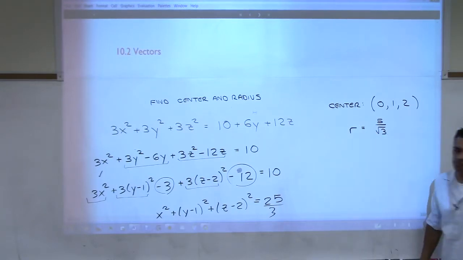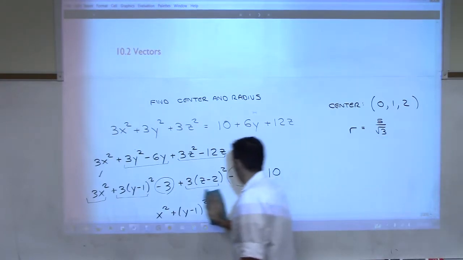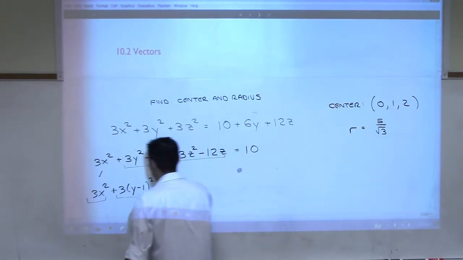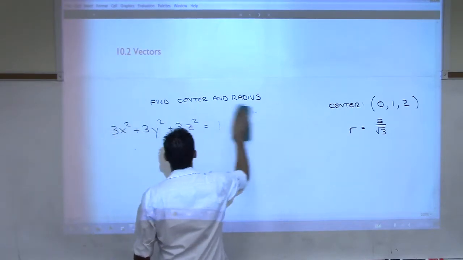All right. So I just wanted to show you at least one problem where I completed the square. We're going to move into 10.2 today, and hopefully get to 10.3 also.